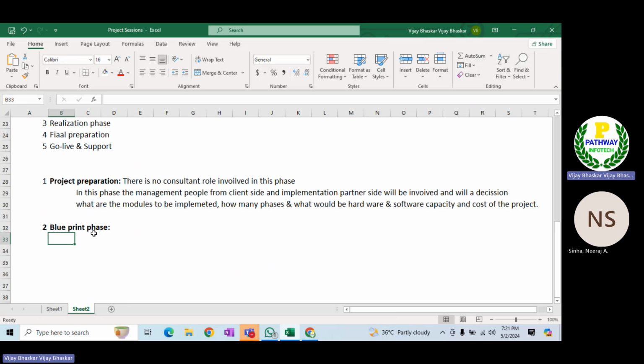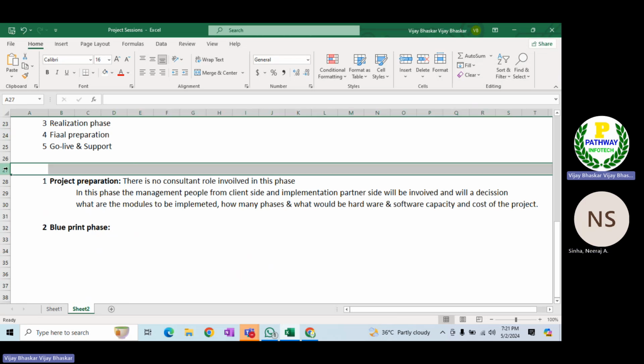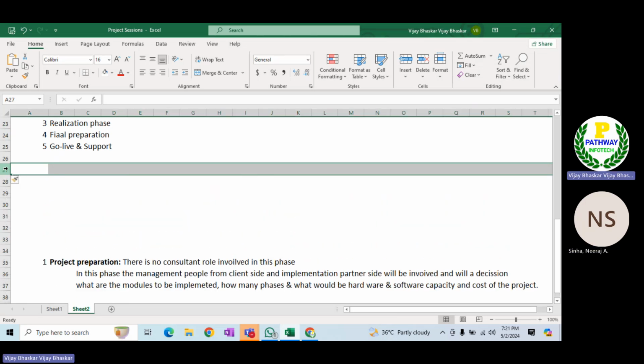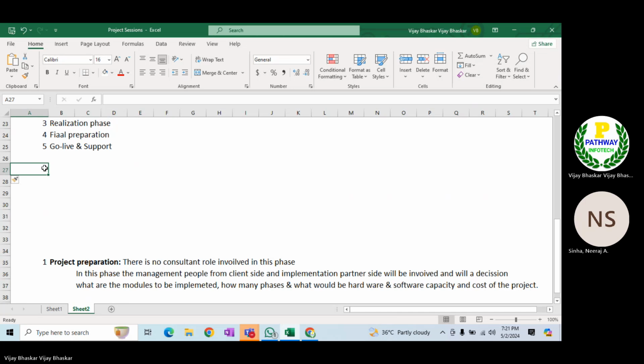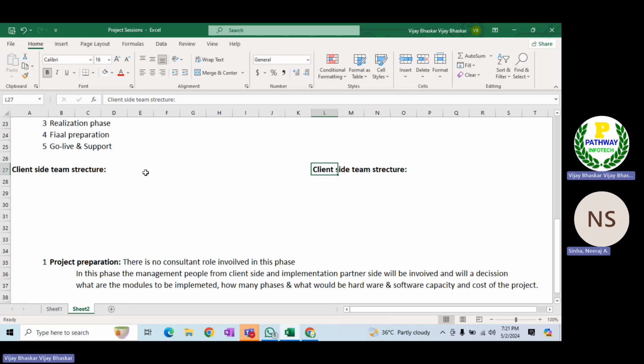Before going to understand the blueprint phase, I just forgot to tell one thing: the client side organization, the client side team structure. How will the team structure be on the client side, meaning to whom we are going to implement? You know who is the client and who is the implementation partner.